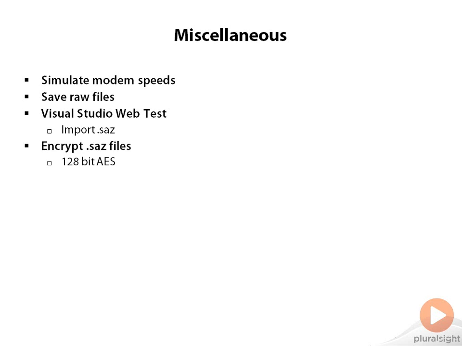You can encrypt your archive files, so in the case where you have sensitive information you're sending back and forth, you can encrypt it with a password. It uses 128-bit AES. It is capable of doing 256-bit via preference settings as well.